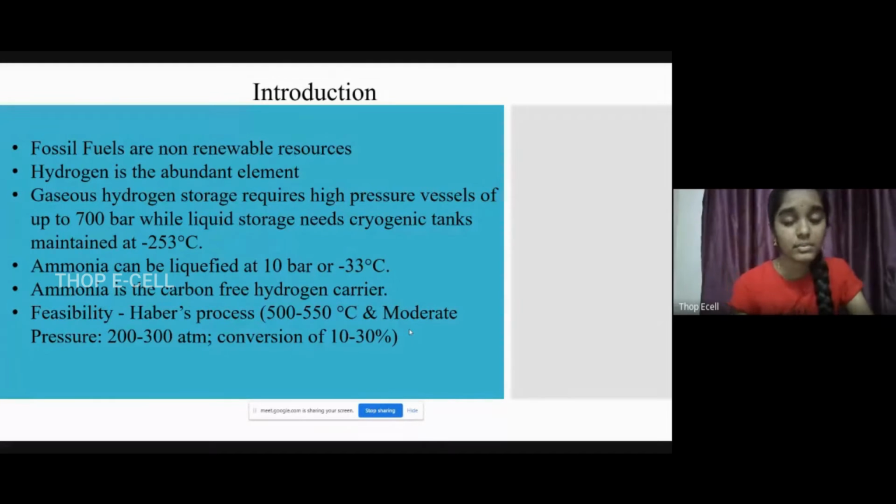Ammonia is a carbon-free hydrogen carrier too. Ammonia being a major component in the fertilizer industry since many decades, many different processes are being suggested by the researchers. But Haber's process is considered because it is feasible, under moderate temperatures from 500 to 550 degrees centigrade and moderate pressures ranging from 200 to 300 atm, and the estimated conversion is 10 to 30%.